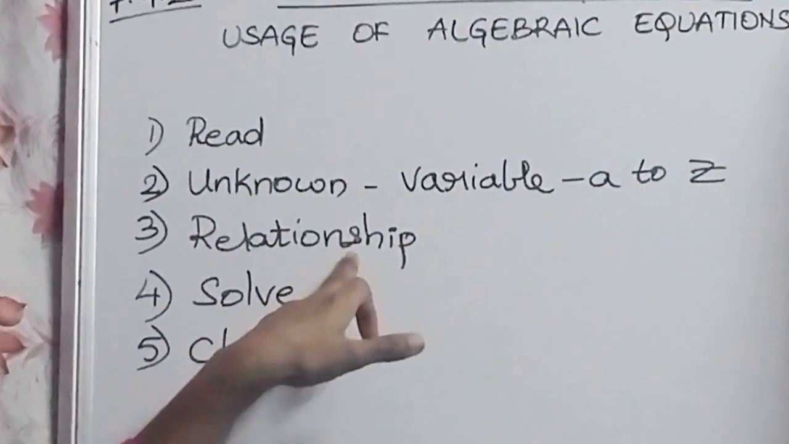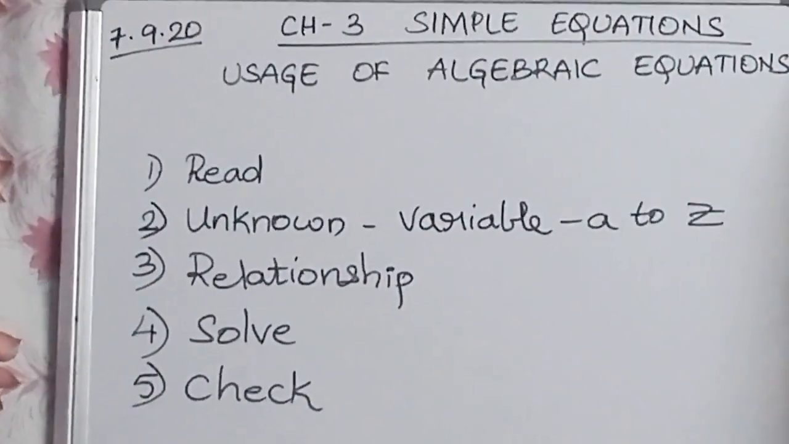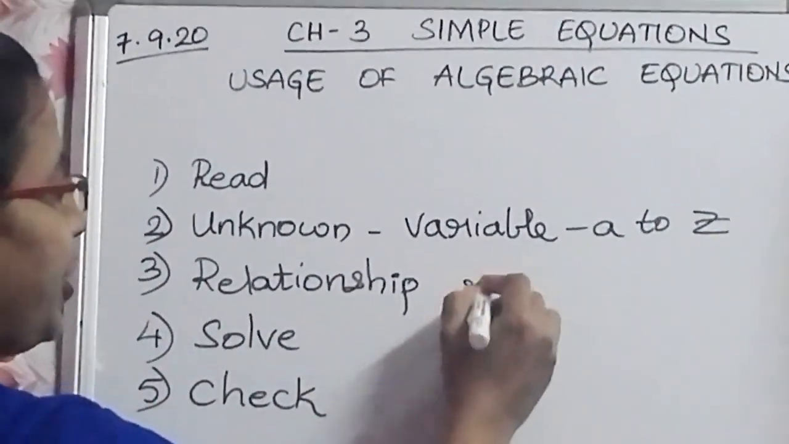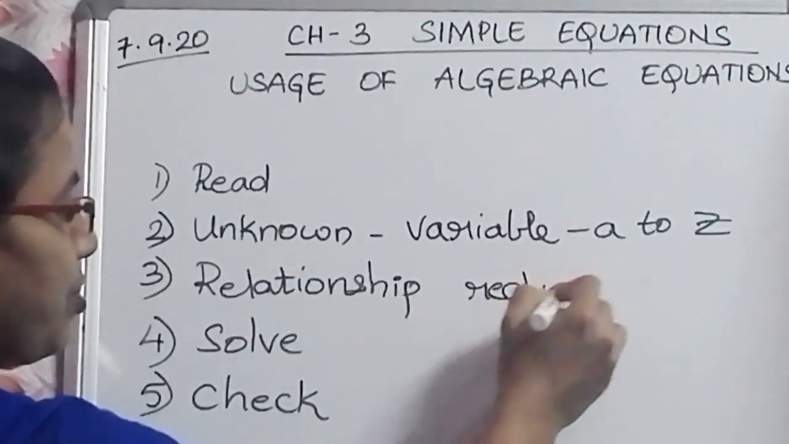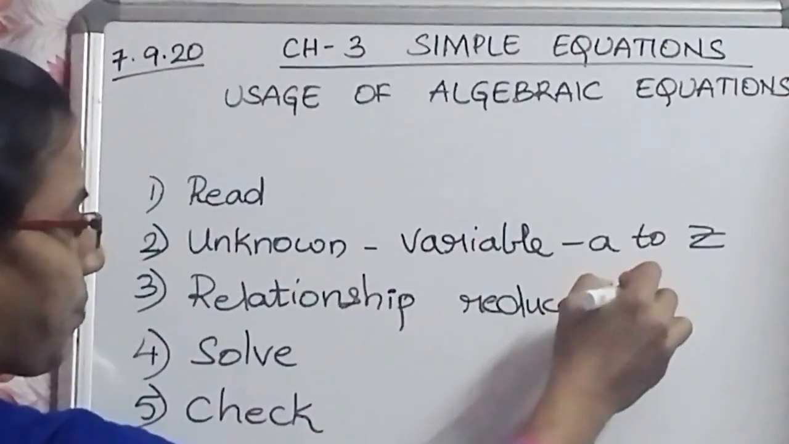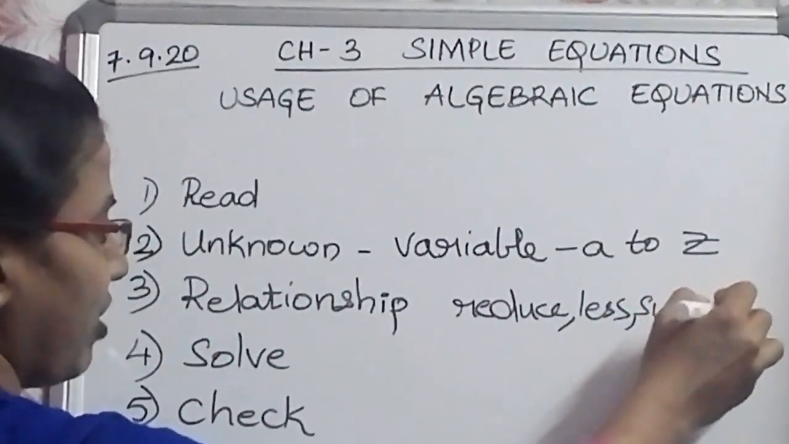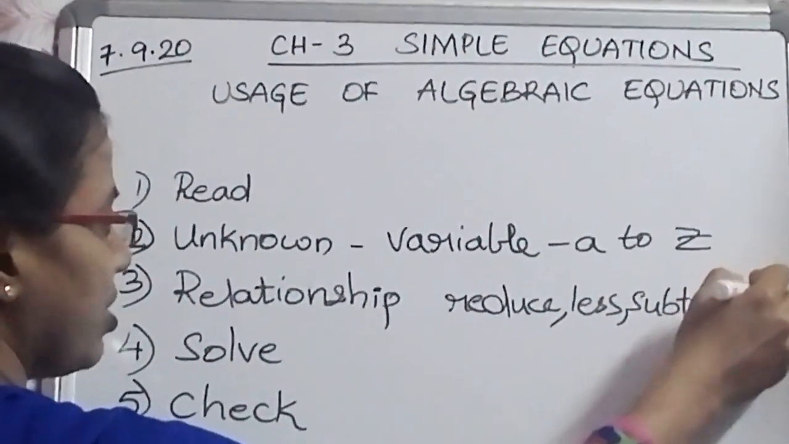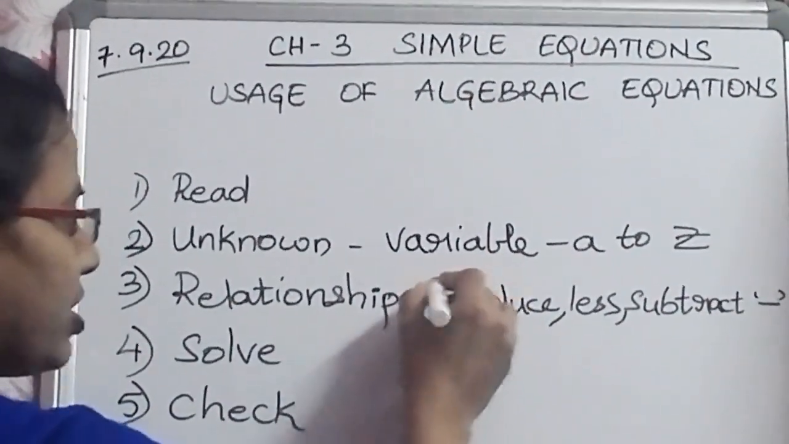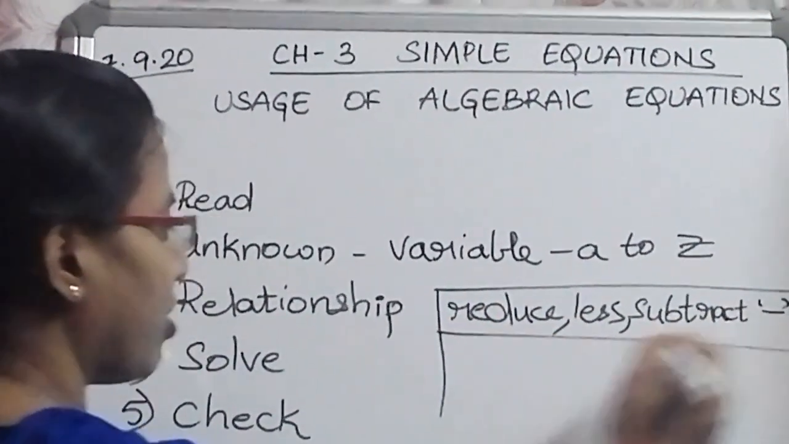Then by finding out the relationship, here if reduce is given, reduce, less, subtract. Terms like this are given. What you should do? We need to subtract. We need to subtract. These are the things which you should remember.